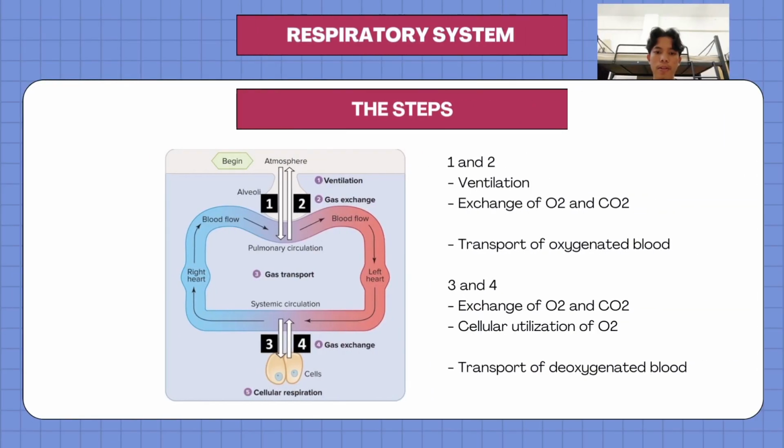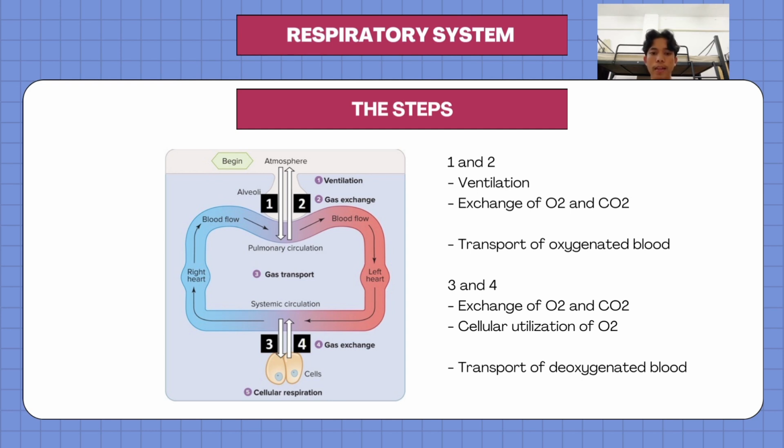Next, I'm going to touch on the steps of the respiratory system. Firstly, ventilation occurs: there are inhalation and exhalation. Secondly, at 1 and 2, as you can see from the picture, gas exchange occurs, where oxygen is diffused from the alveoli to the blood, while carbon dioxide is diffused from the blood to the alveoli. And then the oxygenated blood is transported to the cells for gas exchange.